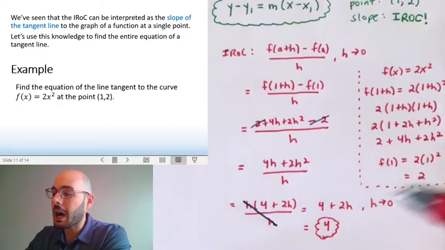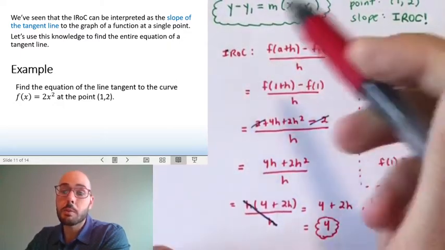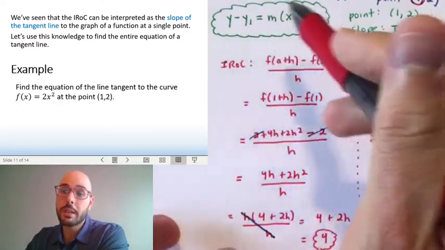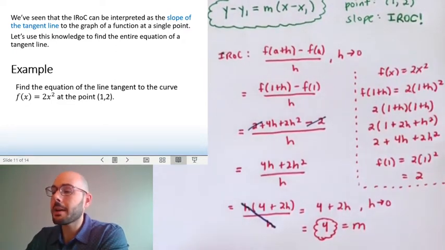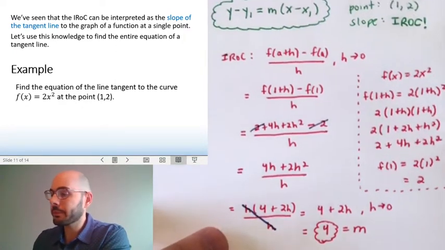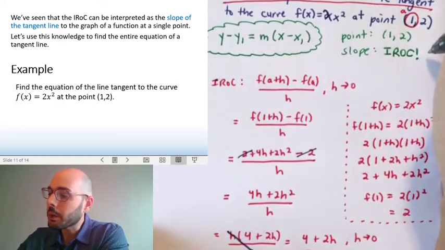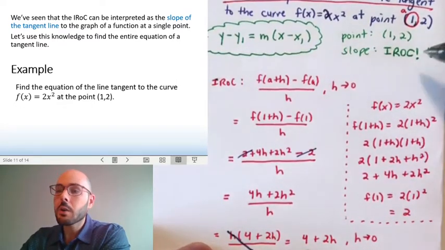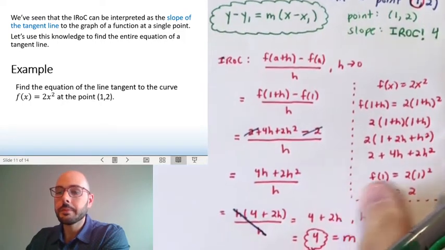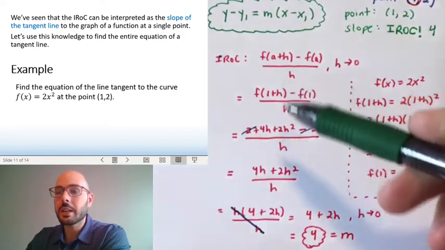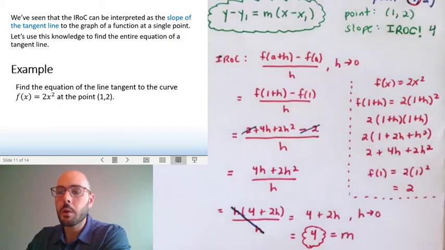So that's going to be our IROC. It's not our final answer. Remember, our final answer is an equation of a line, but this is our slope. So actually, this is our m, right? That's the m, the slope that we're looking for. So I'm going to go up here and say our IROC was 4. That's what it was. So pause if you need to write down any of these steps again, but hopefully that went pretty well.